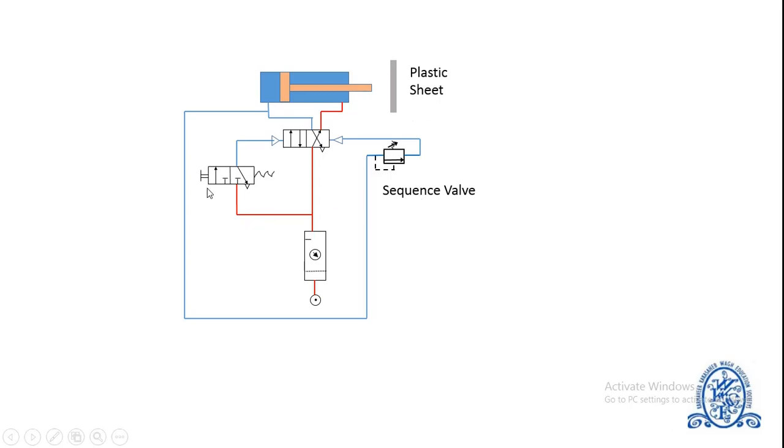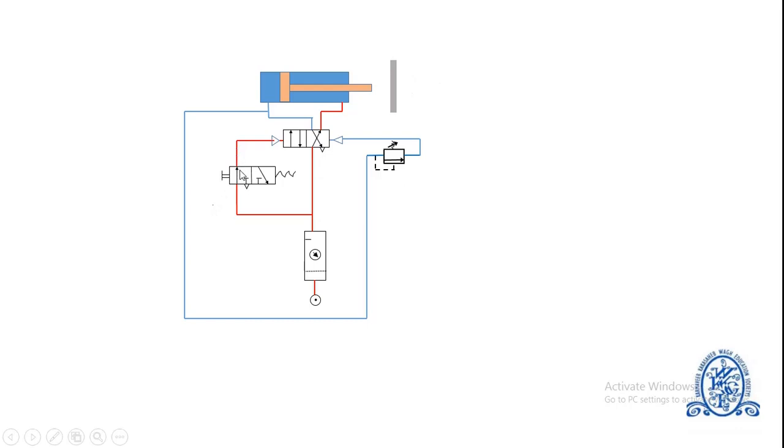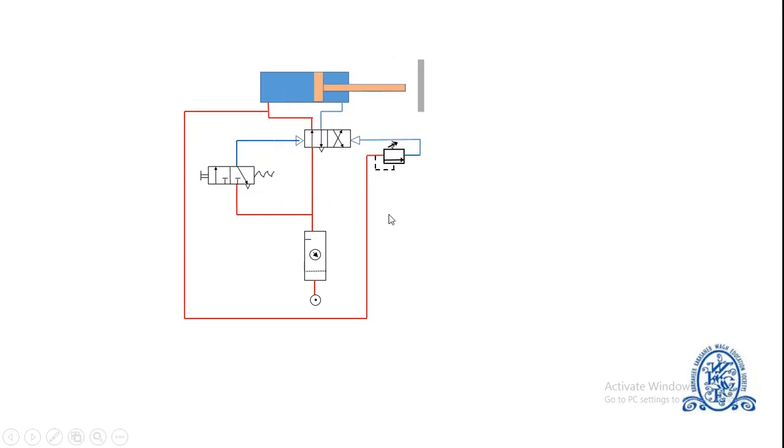Now, when the operator presses the push button of this 3x2 direction control valve, it gives signal to set the 4x2 direction control valve, causing extension of the cylinder. Now, the pressure is actually available at the sequence valve also. However, since the sequence valve is set at a higher pressure required for imprinting than the system pressure required for normal extension, this valve remains closed.